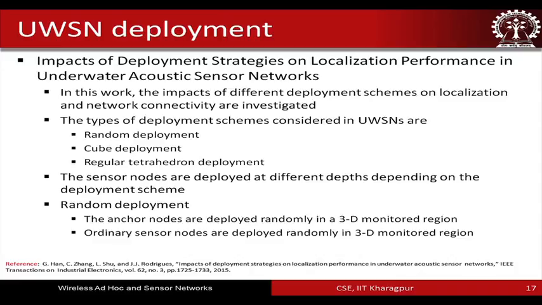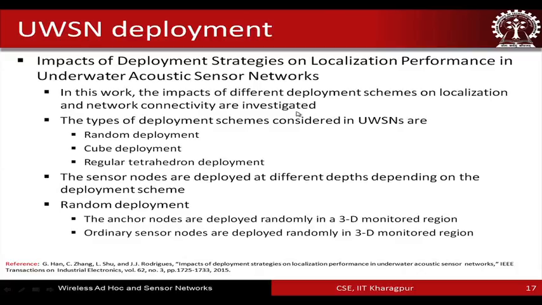So, this was one very important deployment scheme that is known, and the other one is proposed by Han, Zhang, Xu and Rodrigues in IEEE Transactions on Industrial Electronics in 2015. This particular work is more focused on the impact of the deployment strategies on localization performance in these networks. In this work, the impacts of the different deployment schemes on localization and network connectivity are investigated.